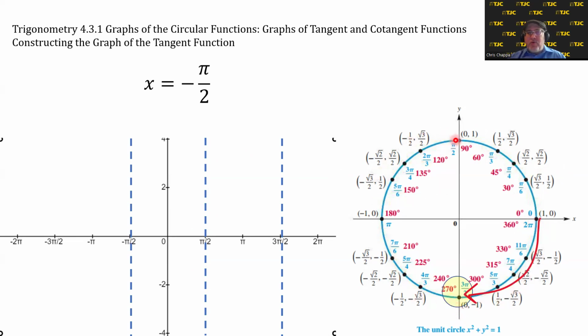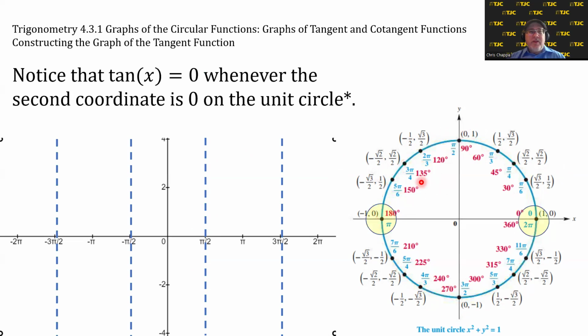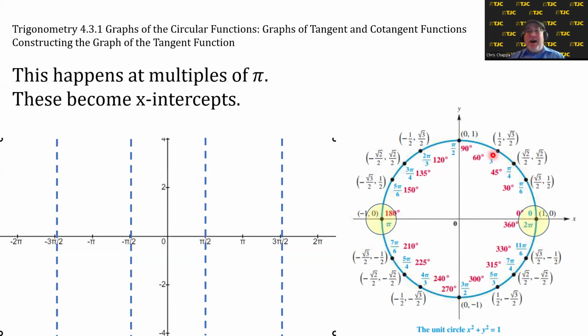And a negative 3/4 around the circle is negative 3 pi over 2. Of course, this continues indefinitely in both directions. Now, notice that tangent of x is equal to 0 whenever the second coordinate is 0 in the unit circle. Again, x is referring to the arc length, not the first coordinate of the points. So, when the second coordinate is 0, tangent is equal to 0. This happens at multiples of pi, whole number of semicircles.